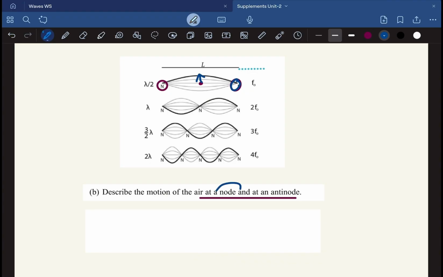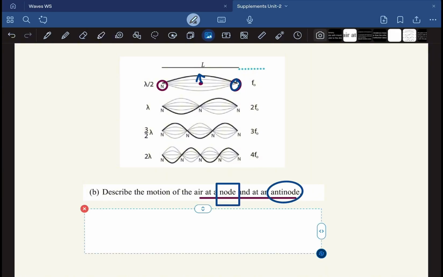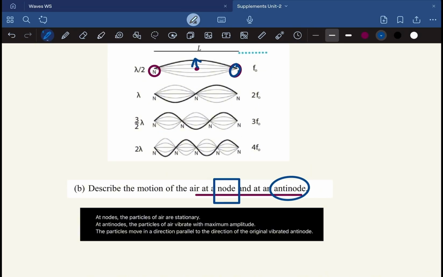So this is how you will get 2 marks, and the third mark will be given if you write that particles move in a direction parallel to the direction of the original vibrated antinode. If the original vibrated antinode is moving in the upward direction, then the particles will also move in the upward direction. They always move in the parallel direction.